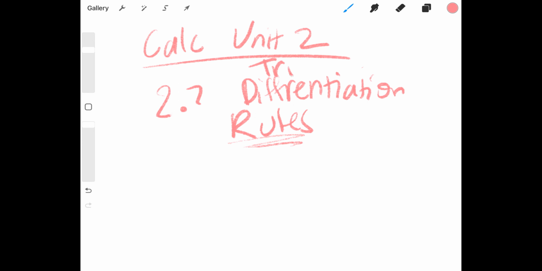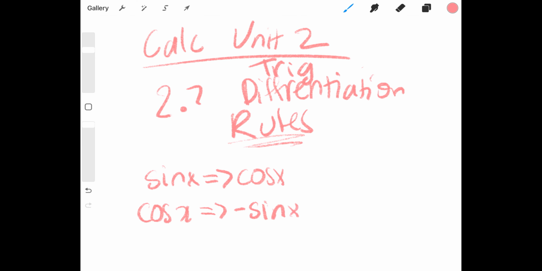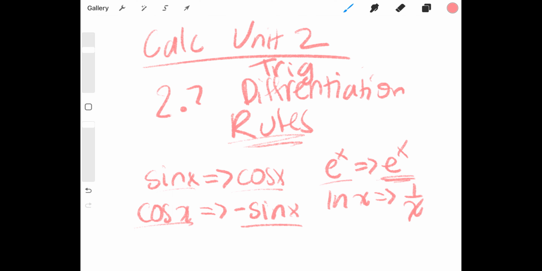Okay. 2.7 is about sine x and cosine x, e to the x and ln x. Right? So basically, you have to memorize some of these trig functions and their derivatives because the actual explanation is really unwieldy and it's not really practical to learn in this course, but feel free to look that up on your own. Basically, you need to memorize the derivative of sine x is cosine x, derivative of cosine x is negative sine x, derivative of e to the x is e to the x, the only time that it basically stays the same, and the derivative of ln x is 1 over x.